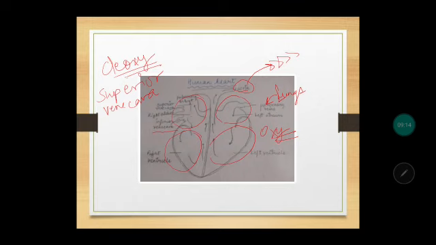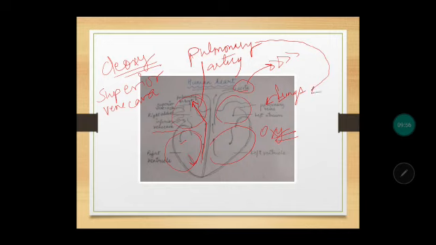They will bring the deoxygenated blood and it will reach where? Right atrium. When the right atrium will contract, this will be transported to the right ventricle. And when the right ventricle contracts, this will go to something called the pulmonary artery. So the deoxygenated blood will reach the pulmonary artery, and this pulmonary artery is connected to the lungs. Clear? So this cycle will go on.